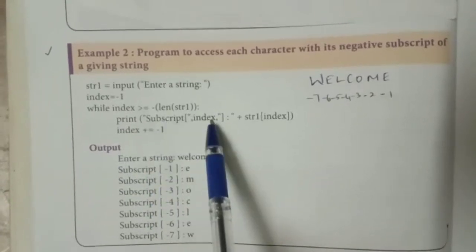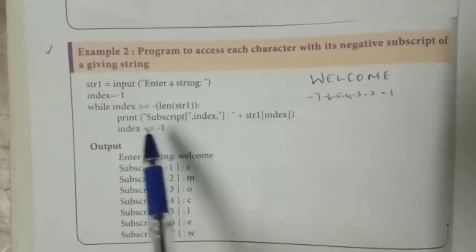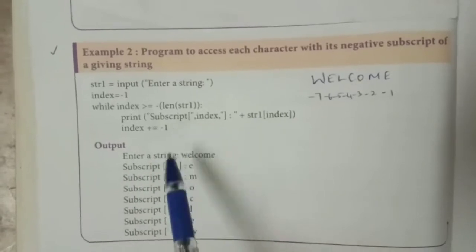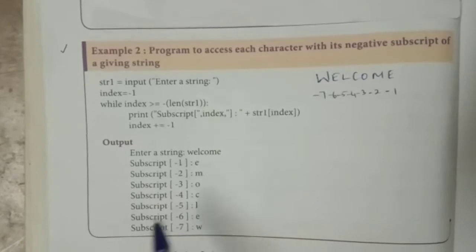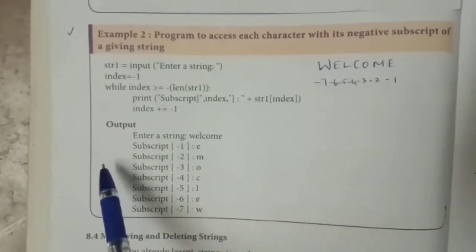Print subscript index plus string 1 index. Index plus equal to -1. So for each negative index, the character will be printed. That is your second program.